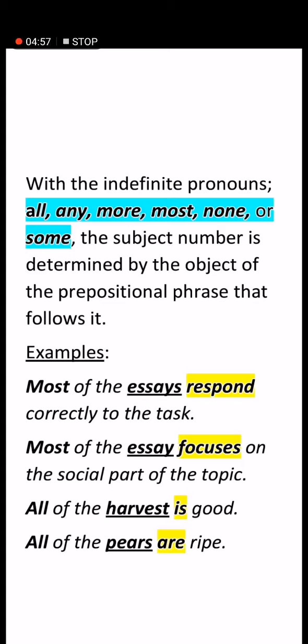All of the harvest is good. Harvest, singular, so it takes a singular verb, is. All of the pears are ripe. Pears, plural, so we use the plural form of the verb. So these indefinite pronouns, when we use them, the subject number determines the form of the verb which we use. The subject, which is the object of the prepositional phrase.